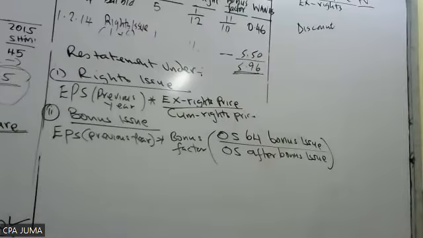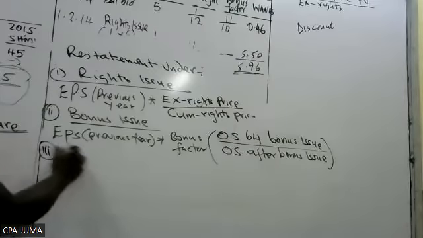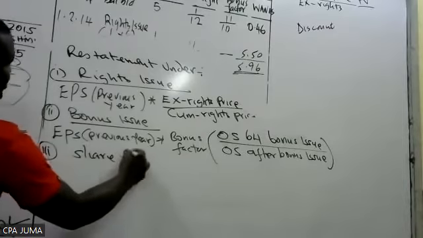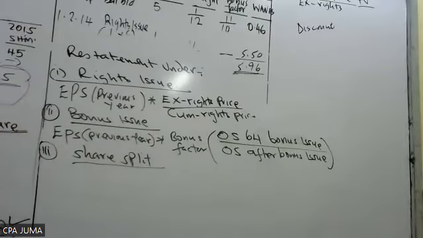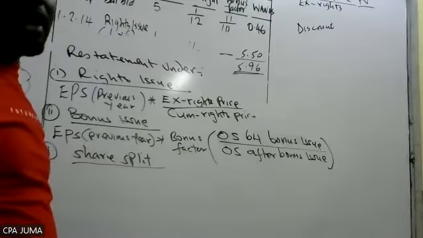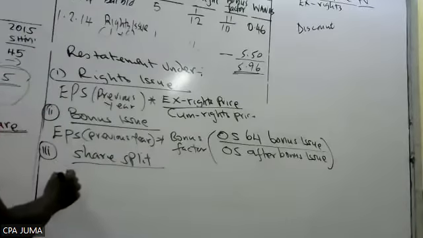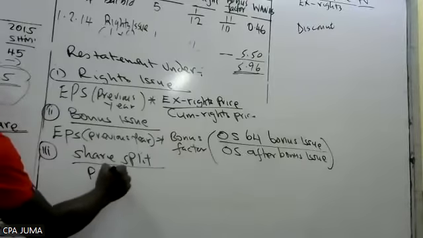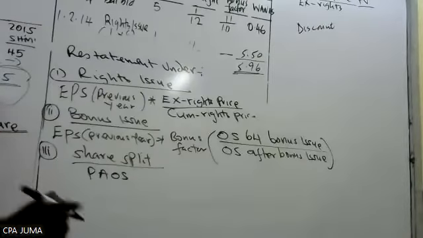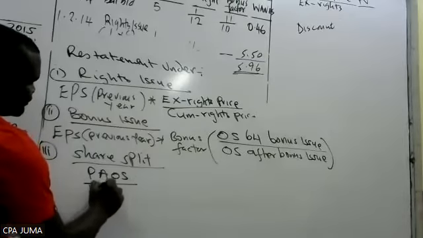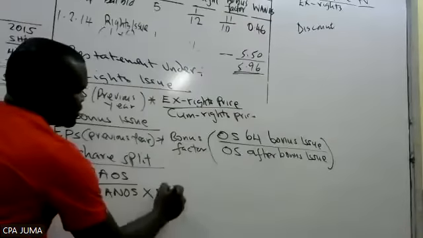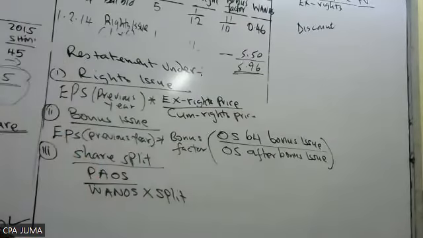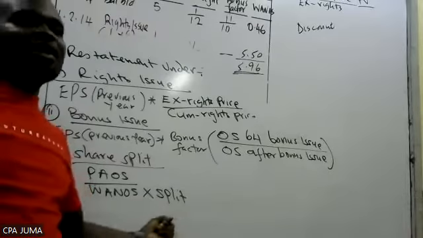All right, so when it is a share split, you take the previous year's EPS, of course, over 1, then you multiply with the splits. So if they told you to split into 2, you multiply by 2.